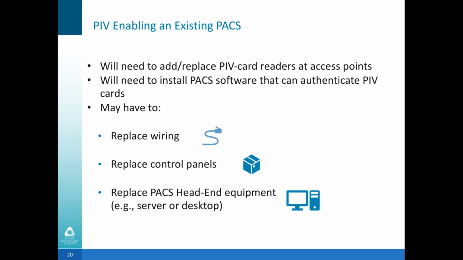The slide just touches on what we know and what might not have to be upgraded. We'll definitely have to replace readers, and then we'll have to install new software that can handle PIV cards. And it might involve rewiring, putting in new control panels or intermediate nodes, and then also certainly new head-end equipment. Next slide, please.